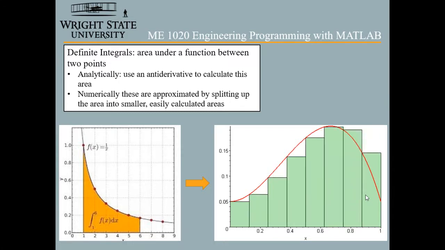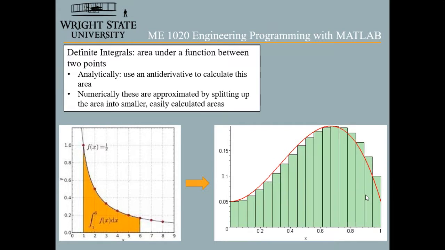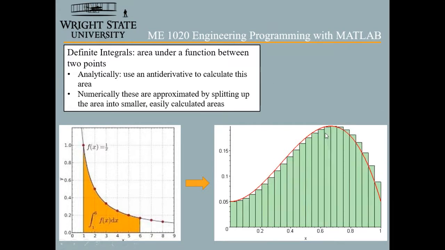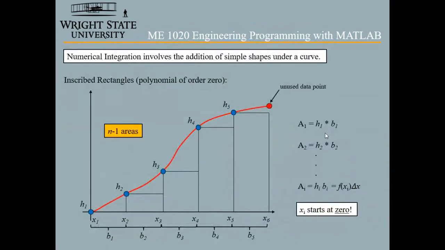What we want to do, though, is approximate it by splitting the area into smaller, easily calculated areas. In this case, the first two are going to be rectangles, then we're going to use trapezoids, which is a slightly more accurate way to approximate them. So we're going to have two different types of rectangles. One's going to be called an inscribed, one's going to be called a circumscribed. That's dependent on which point you're using to approximate the area.